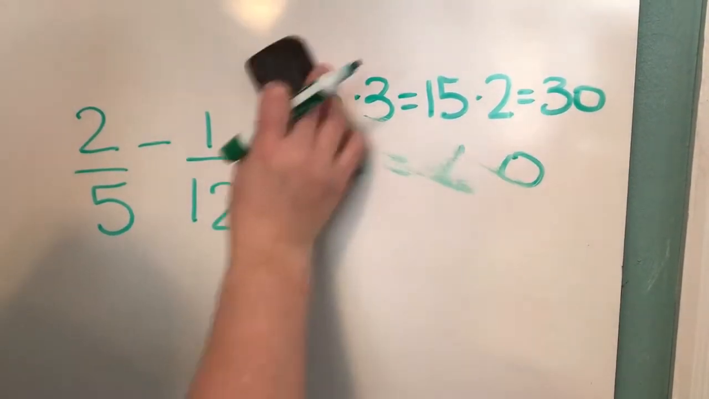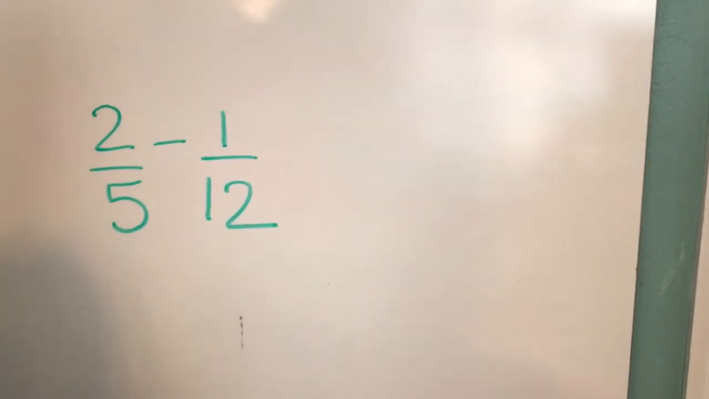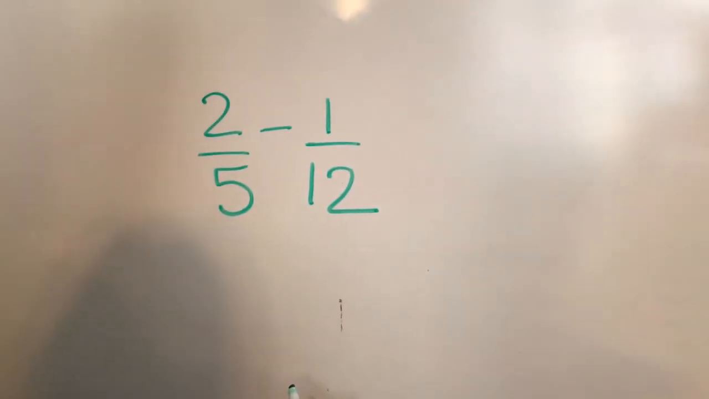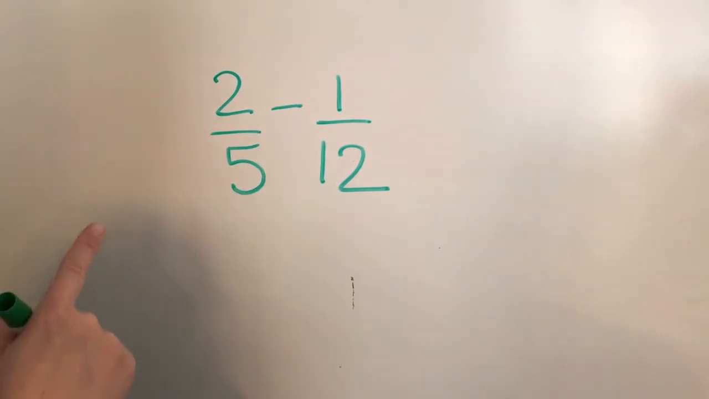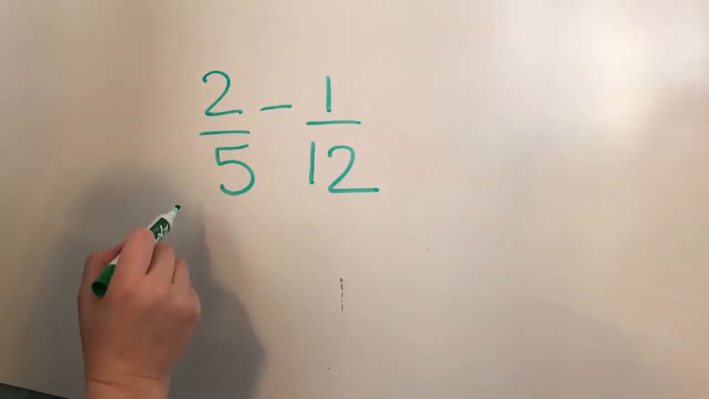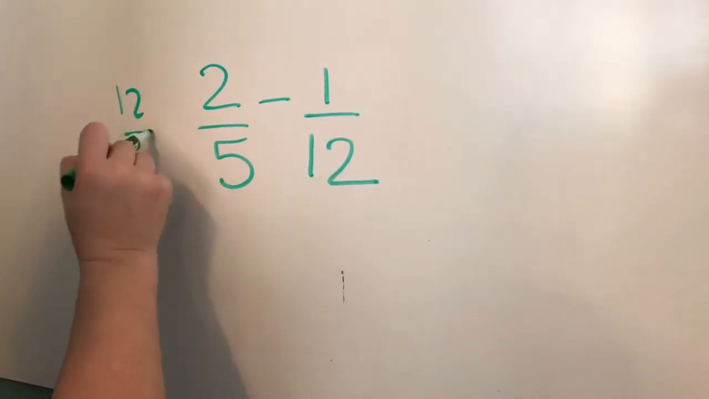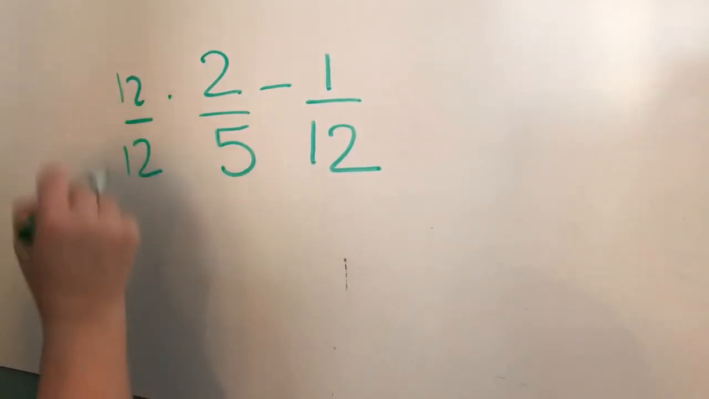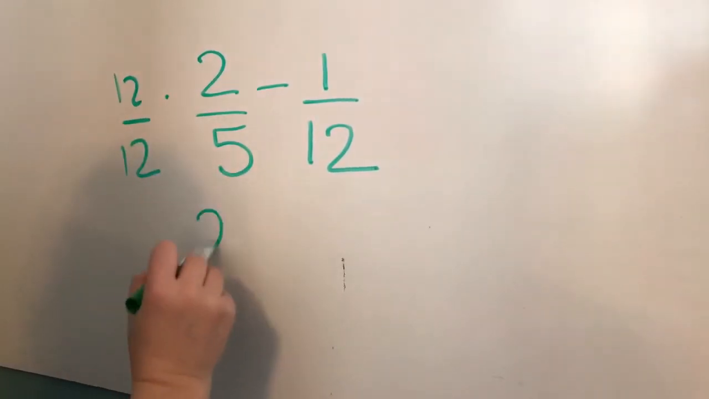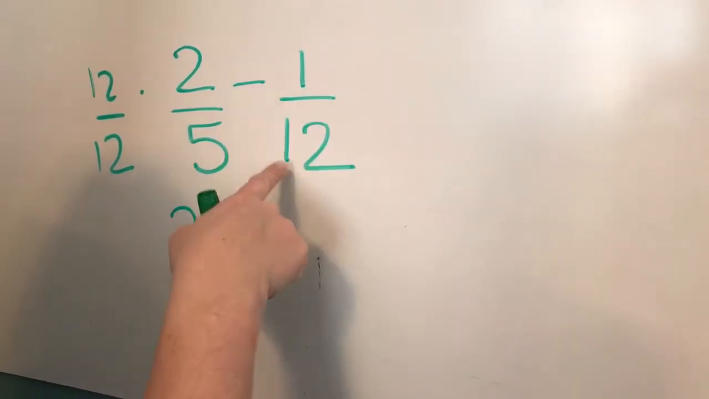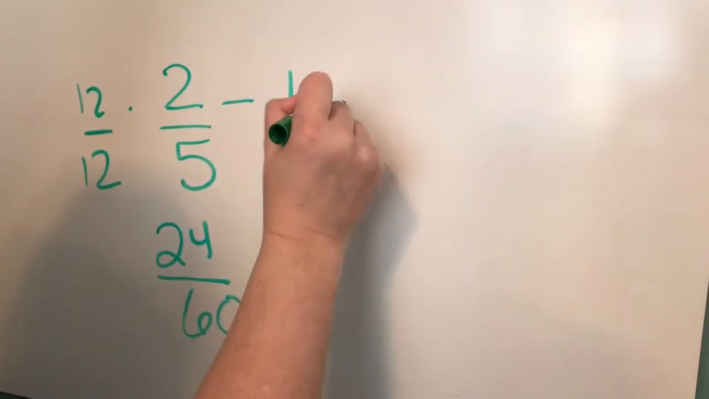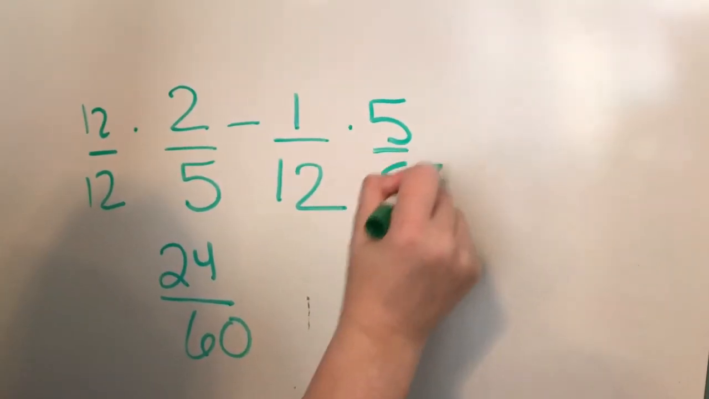So we're going to say to ourselves, how can I get from 5 to 60? So I'm going to have to multiply by 12. So 5 times 12 over 12 is 24 over 60. And how do I get from 12 to 60? By multiplying by 5 over 5.